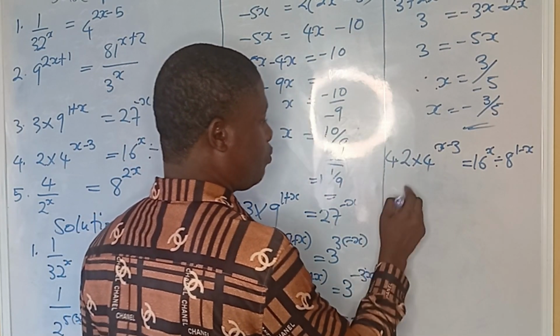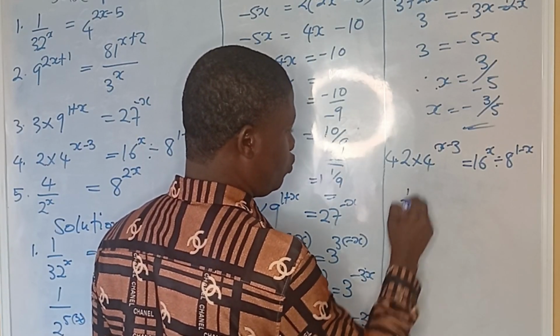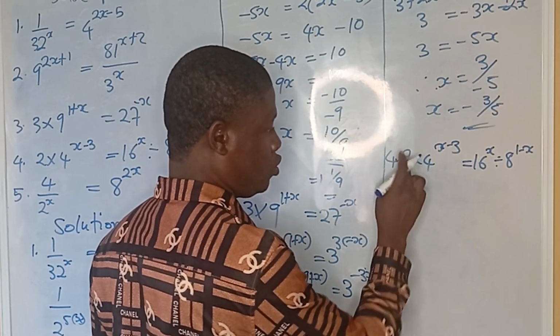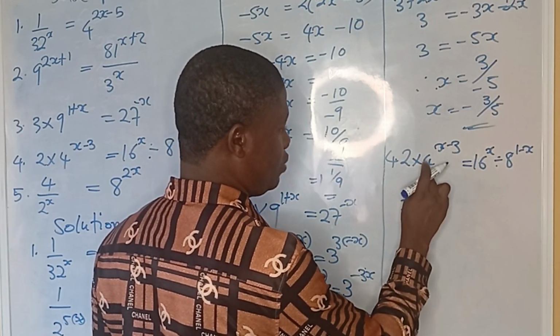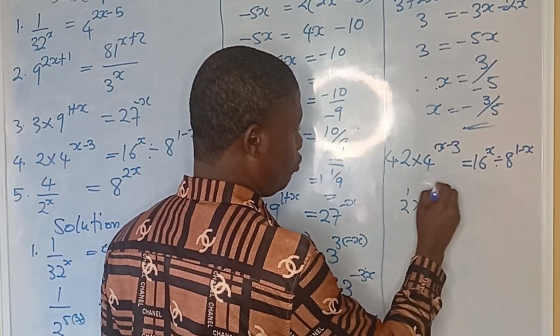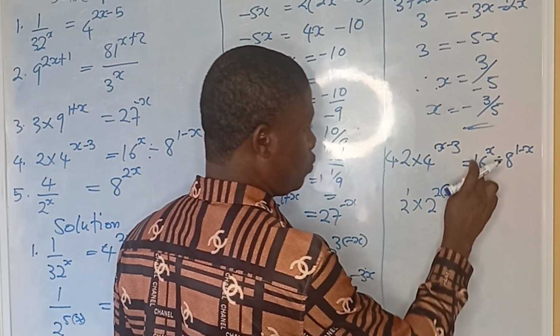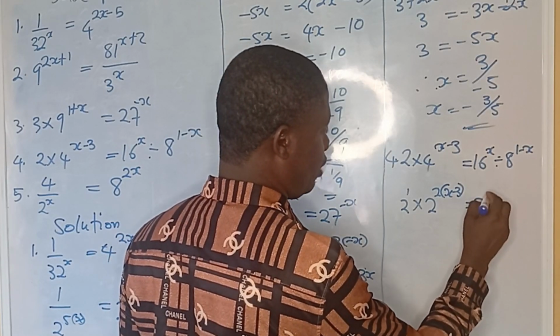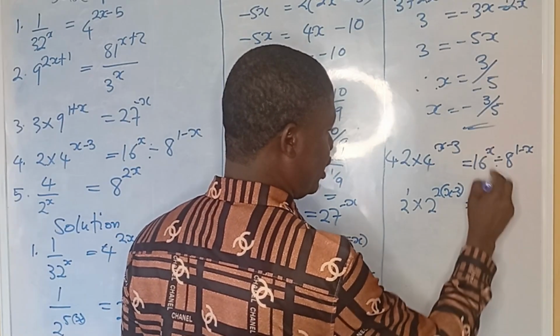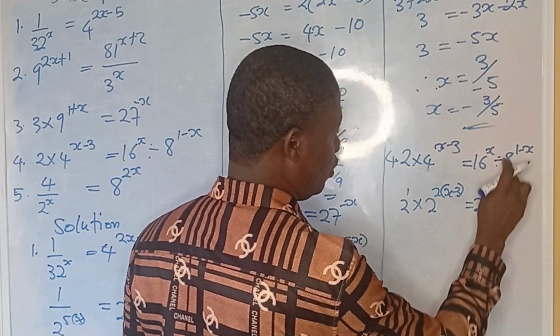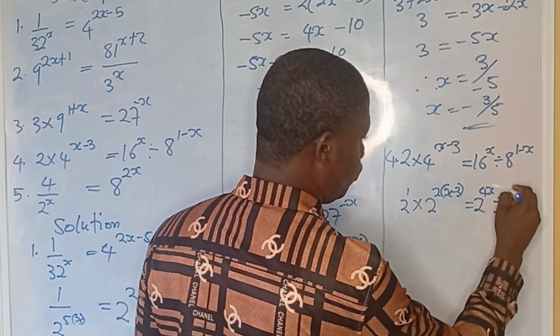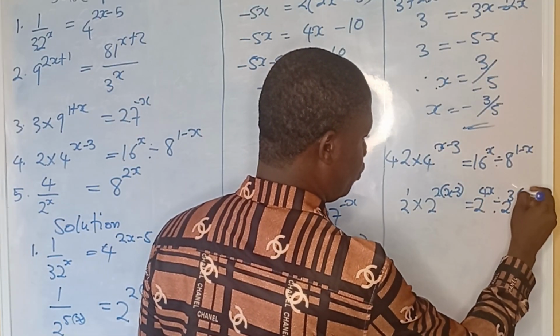So mind you, this will give us 2 raised to the power of 1. This 2 is the same as 2 raised to the power of 1, times this 4, which is the same as 2 raised to the power of what? 2 into bracket what? x minus 3, which is equal to what? 16 is the same as what? 2 raised to the power of what? 4. So times x is 4x, divided by what? 8 is the same as 2 raised to the power of what? 3 into bracket 1 minus what?